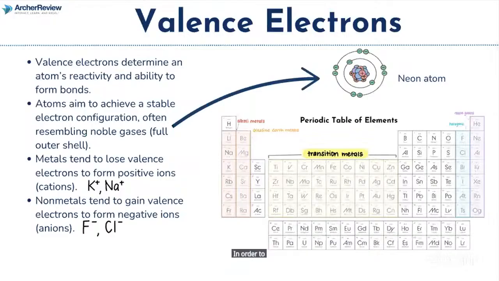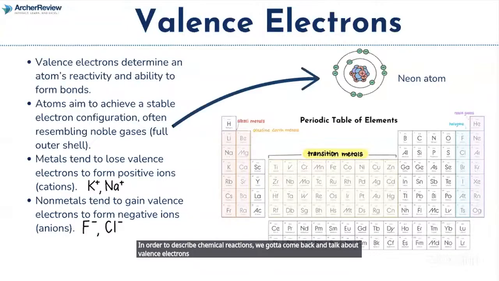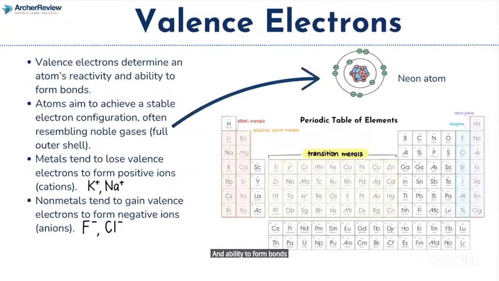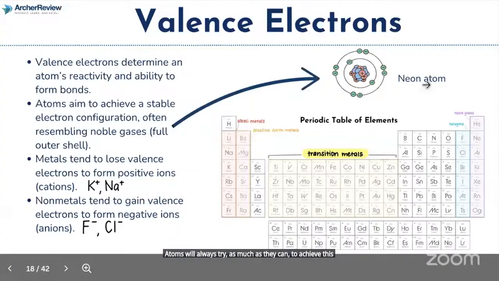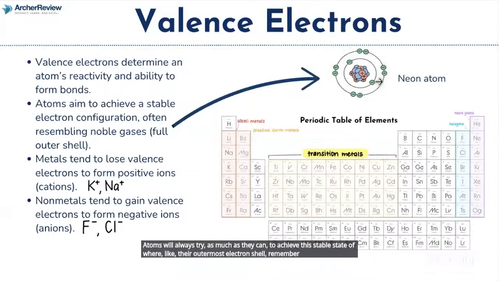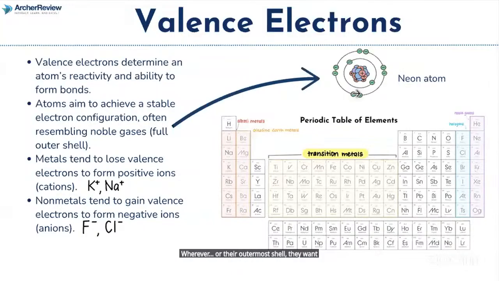All right, let's go ahead and move into our next section, describing chemical reactions. In order to describe chemical reactions, we got to come back and talk about valence electrons. I told you these are the major players in a chemical reaction. So valence electrons determine an atom's reactivity and ability to form bonds. It all comes down to valence electrons, people.